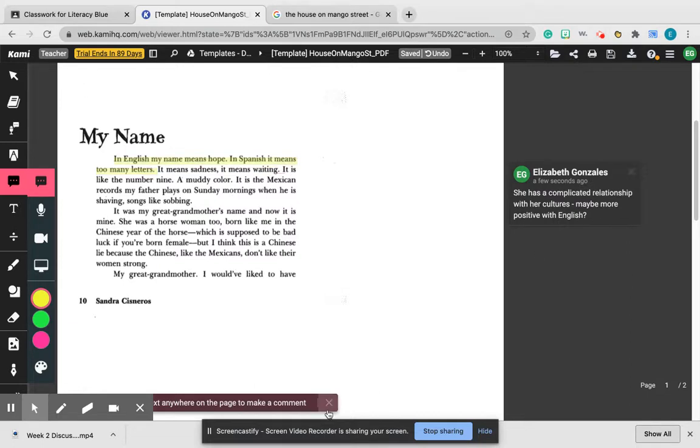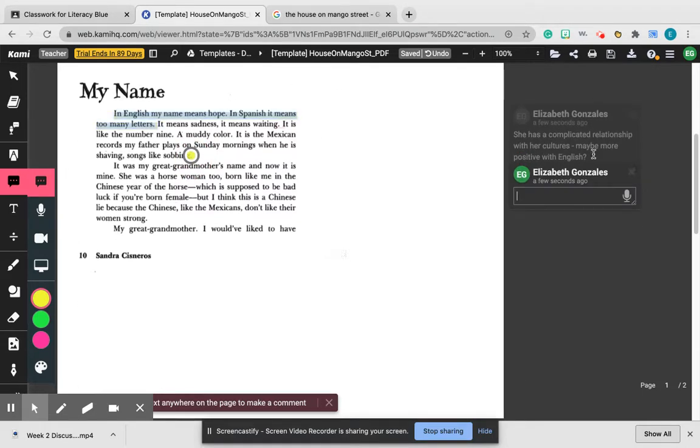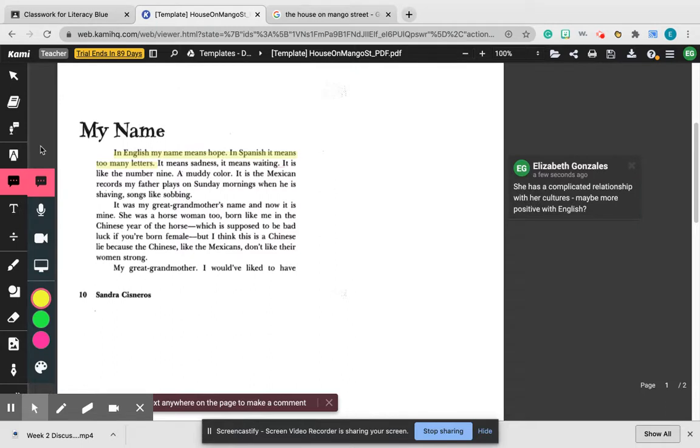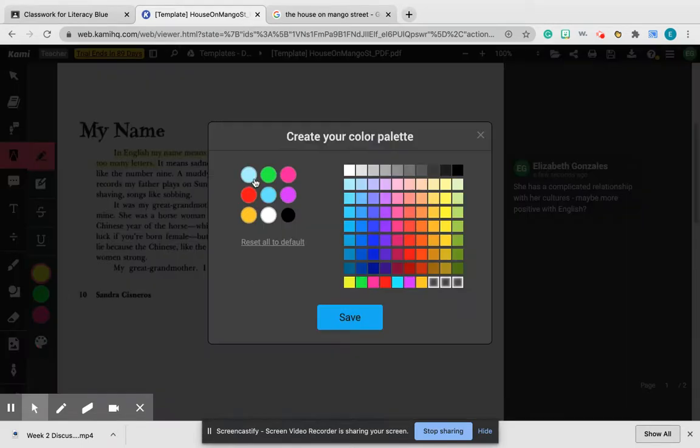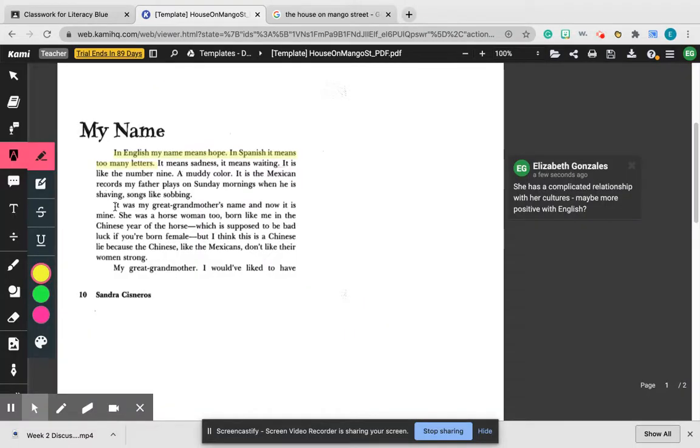Okay, there's my comment. "It means sadness. It means waiting. It is like the number 9, a muddy color. It is the Mexican records my father plays on Sunday morning when he is shaving, songs like sobbing." So we're not going to write a comment. Sometimes you're going to write a comment with your annotations, sometimes you don't need to. For this, we just need to highlight an important part, okay? I'm going to go back to this. I want us to highlight sadness.